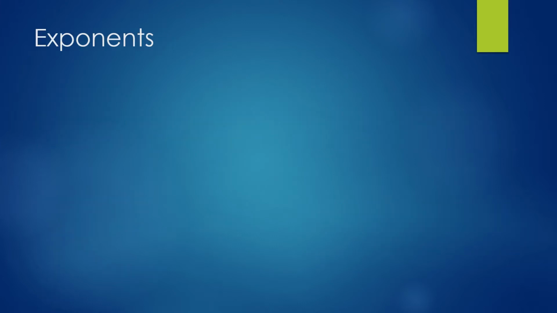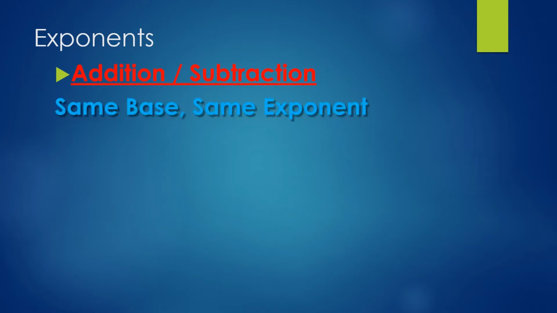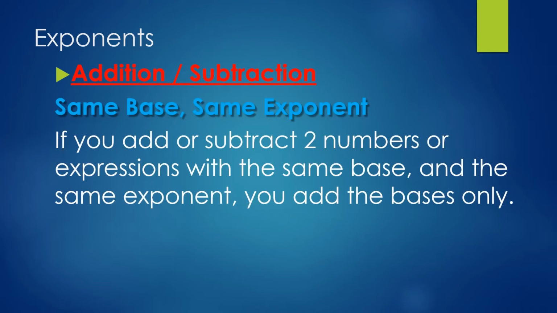Now let's look at addition and subtraction of exponents. In this case, we'd have to have the same base and the same exponent. So if you add or subtract two numbers or expressions with the same base and the same exponent, you can add them, but only add the bases and leave the exponents alone. So, in these two examples, we have x to the third power plus x to the third power. So we'll leave those exponents alone and just add the bases.